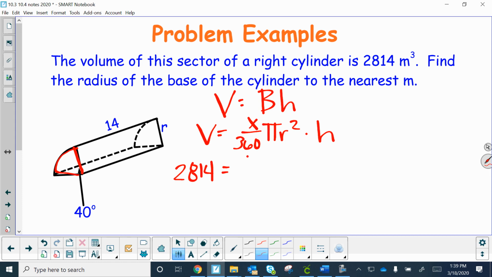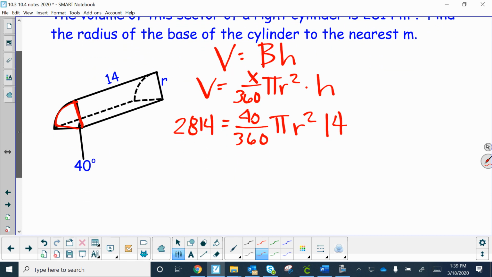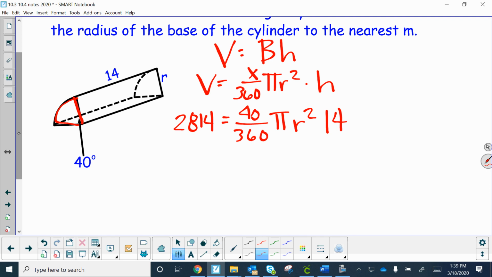I know what x is. x is 40 degrees out of 360 times pi. We're going to solve for the r, so we don't know what that is. And we know the height of this cylinder is 14. So at this point right here, it becomes algebra. Okay, so we're going to start solving it algebraically. I'm going to go ahead and switch a color so you can see what I'm doing next. I'm going to reduce this fraction right here. I'm going to cancel out the zeros, and this actually reduces to 1/9 pi r squared times 14.